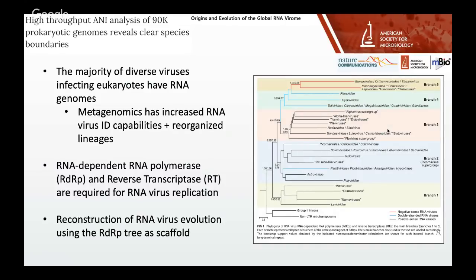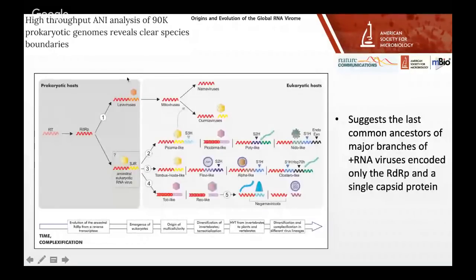So the group took a reconstruction of RNA virus evolution, and they used this RNA-dependent RNA polymerase tree as a scaffold. And so they took these 5 different branches of viruses, as they showed in their paper, the tree as it was understood. And from here, they were able to make a lovely schematic of the transition of viruses from their initial prokaryotic hosts into eukaryotic hosts.